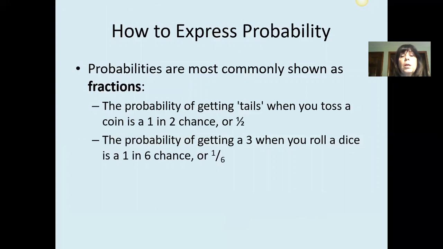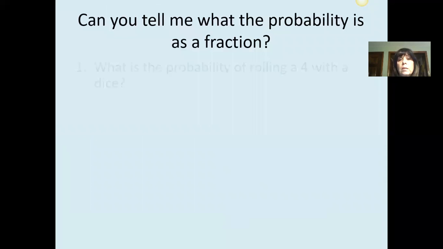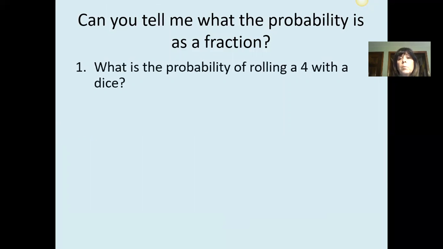Probabilities are usually done as fractions. So the probability of getting tails when you toss a coin is 1 chance in 2, or 1/2. The probability of getting 3 when you roll a die, again, there's only 1 3 on a die, so that's also 1 chance, but it's 1 in 6, so you would call it 1/6. So a few more examples. What's the probability of rolling a 4 on a die? Well, there's only 1 4, so that's 1 chance out of 6.